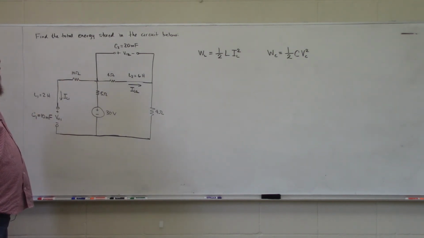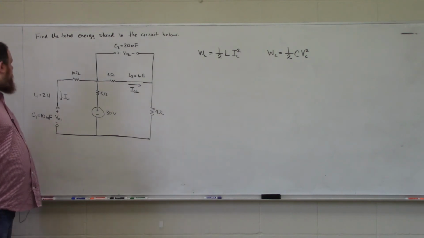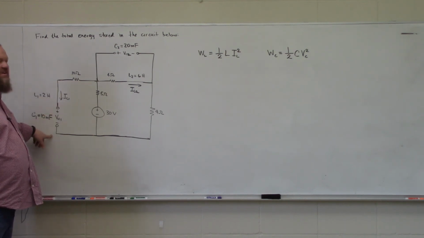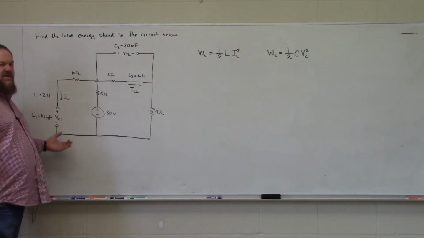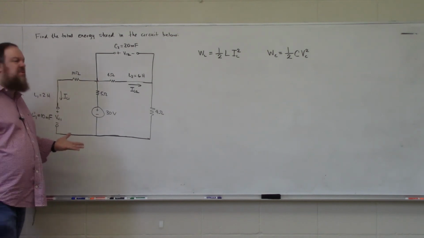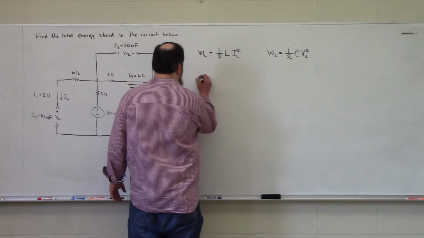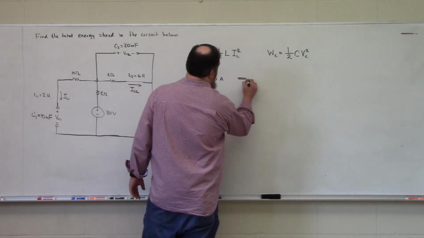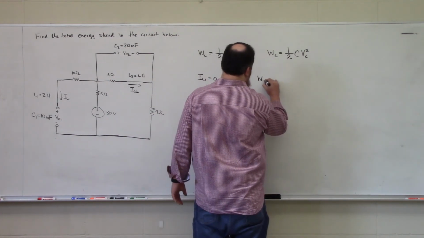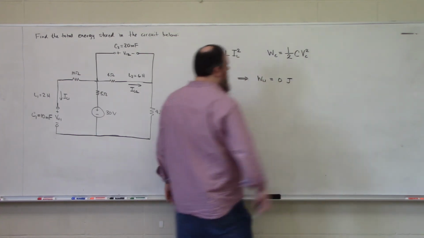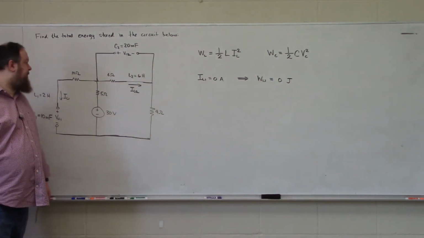So, let's start with probably the easiest quantity to determine, which is IL1. So we see that we have a short circuit in series with an open circuit, and by definition, no current can flow through the open circuit. So IL1, by inspection, must be 0 amps. Which means the energy stored by the inductor L1 is 0 joules. So that one was pretty easy.